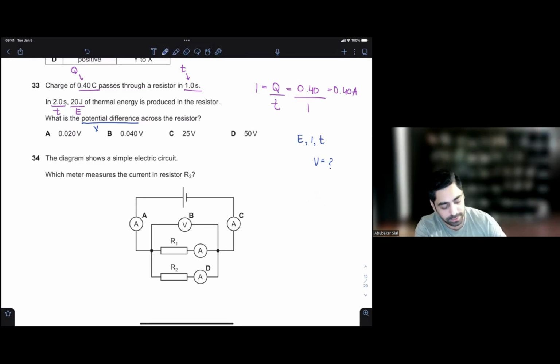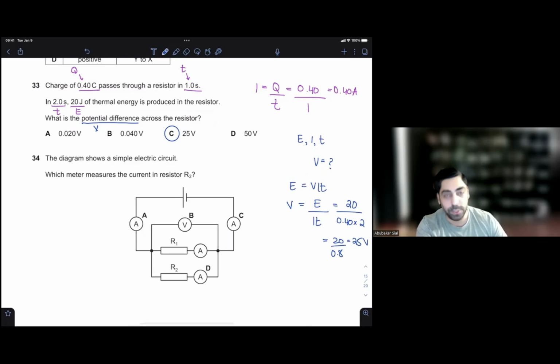I hope you realized E is equal to VIT. So the energy is equal to the product of V, I, and T. That's what I was wondering, why is the number not working out? When you rearrange V, you get E over IT. E is 20, I is 0.4, and T is 2. So 20 divided by 0.8, that's 25. So the answer is 25.